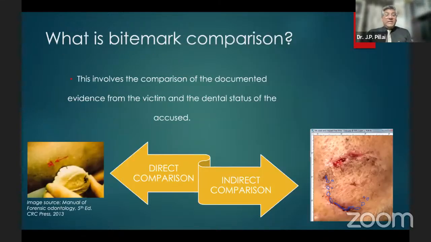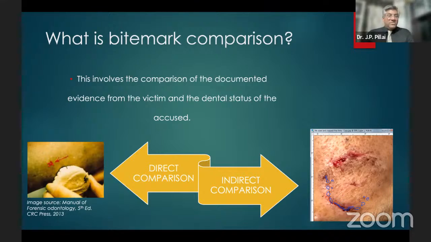Now, the third component is the comparison. So we have got the evidence from the victim. We have got the evidence from the suspect. So we need to do the comparisons. There are several methods available. We do a comparison based on the manual method. We do a comparison just directly on the person.